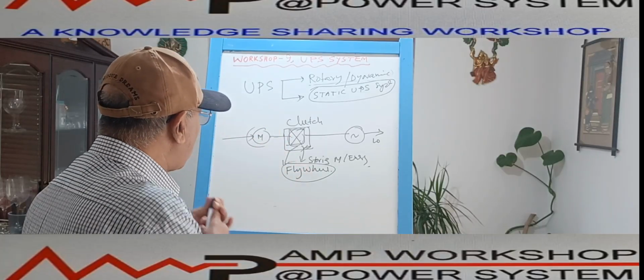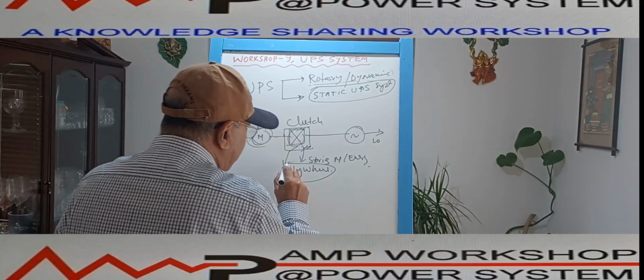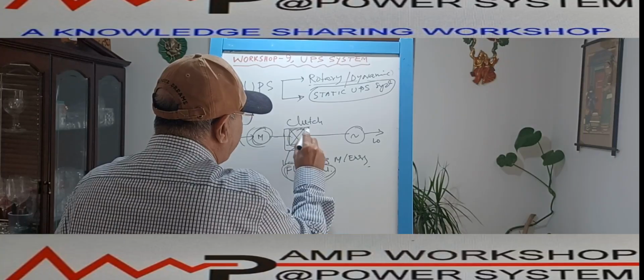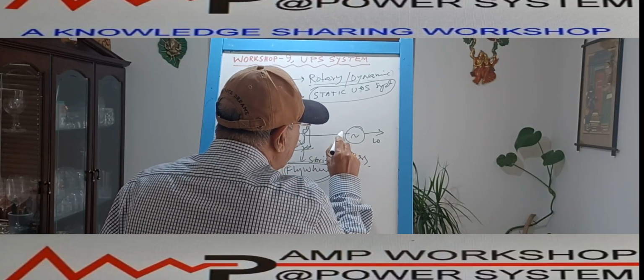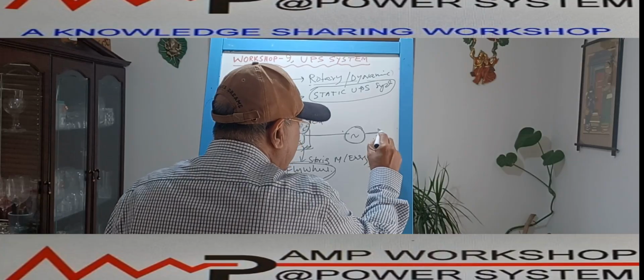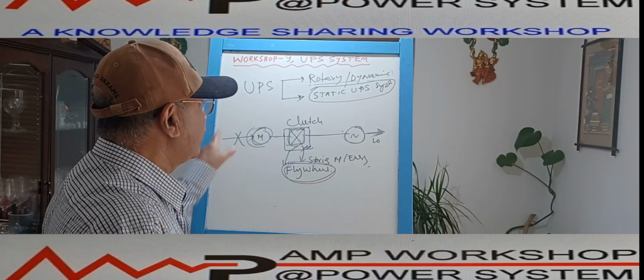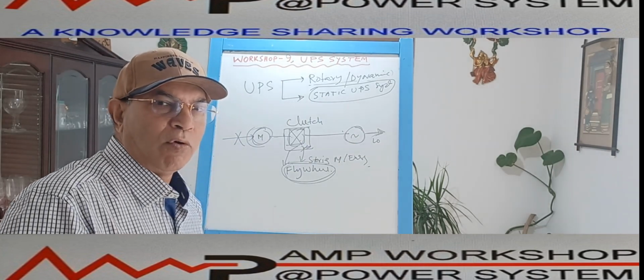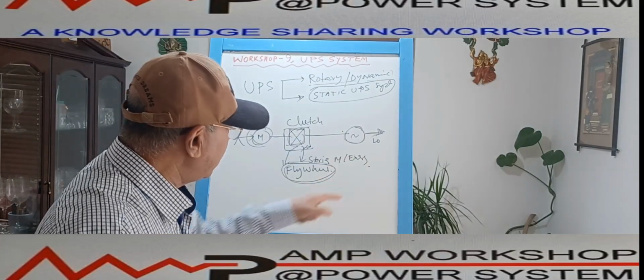So when this normal power supply fails, the motor gets stopped, and then whatever energy is stored in the flywheel is released to rotate the rotor of the generator, and the generator keeps producing power. This way, this rotary or dynamic UPS system used to work in the old days, in what we call motor generator sets.